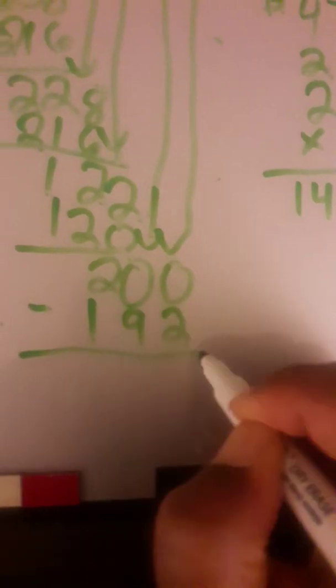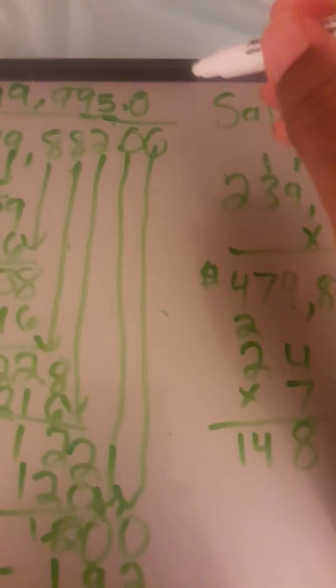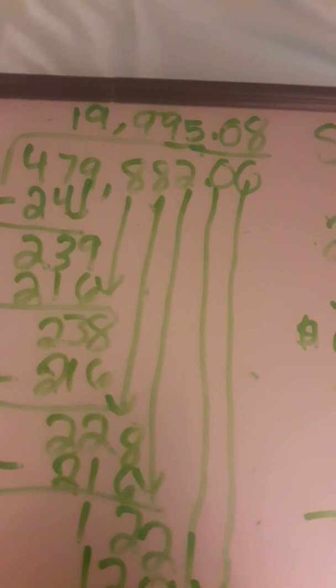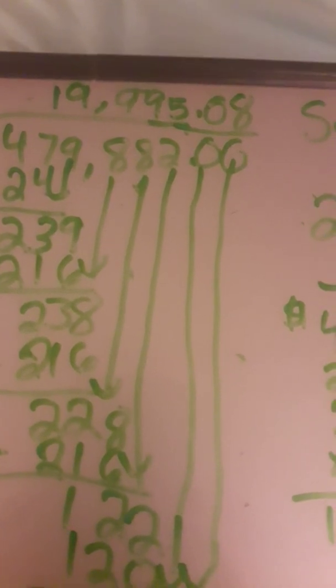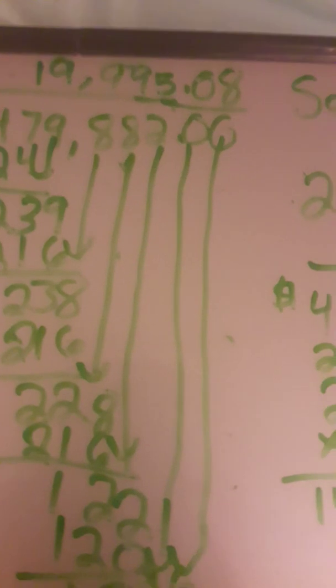So we come back over to our long division problem, and we write down 192, and we subtract. And then from 192, we cross out that 2. We bring that 9 over, we bring this over, and we say 8 is our remainder. But up here at top, remember we just had that 8, so we're going to say that each share is worth $19,995.08. So now we need to see how much each of our 4 investors gets.